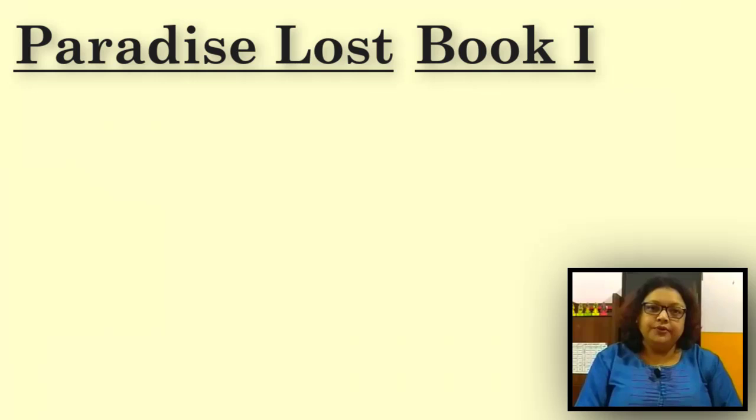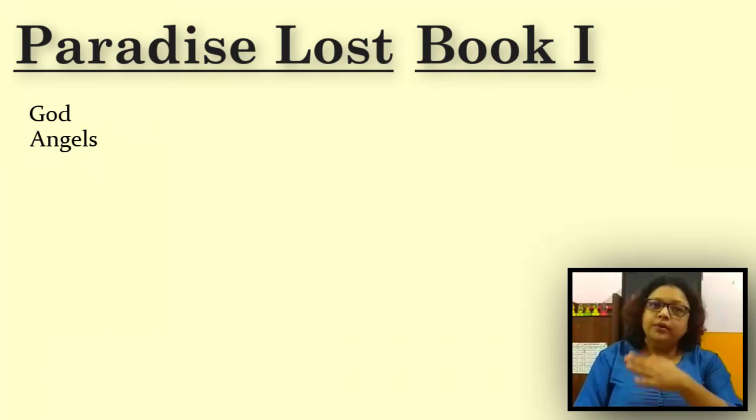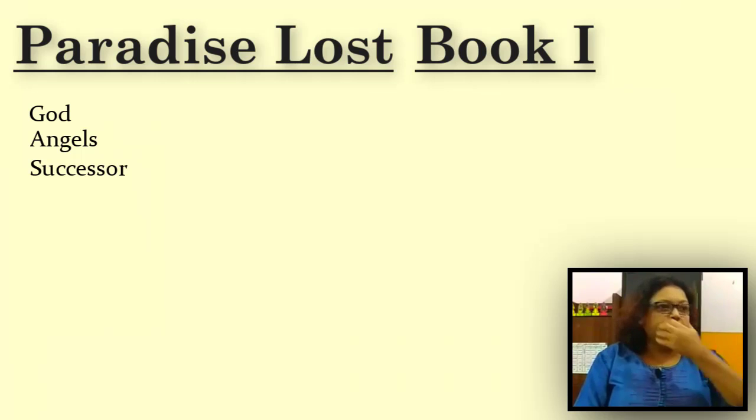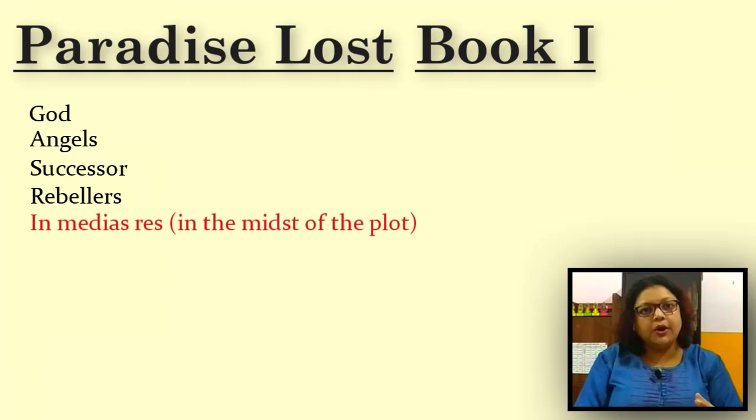Now, if Milton was to follow the story of Genesis as a narrative, he would have begun at the point when God was creating things. But he doesn't do that. He begins his book at a point when the story is half over, when the angels have already been created, when God has already selected his successor, his bearer of power, when some of the angels have already rebelled. So this is called in medias res, or middle of an action.